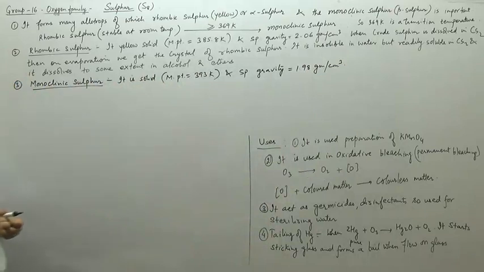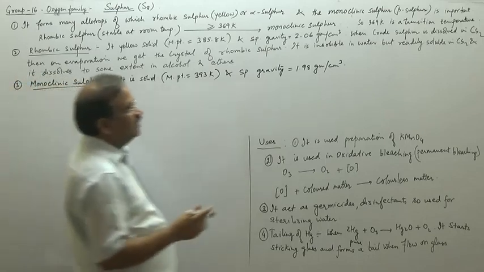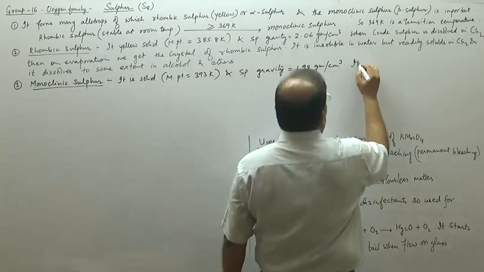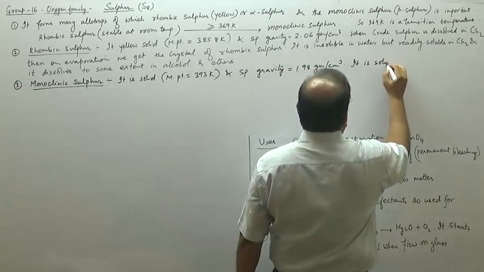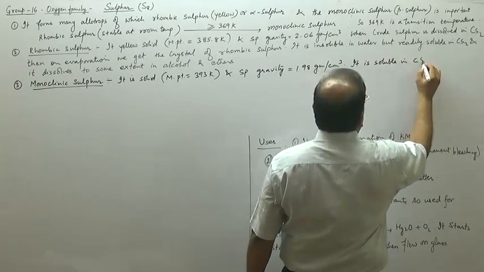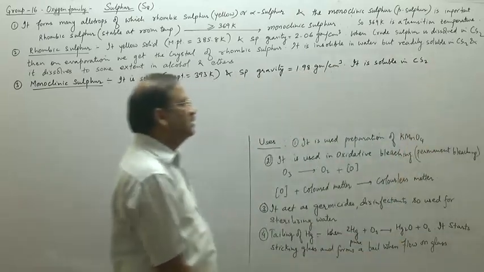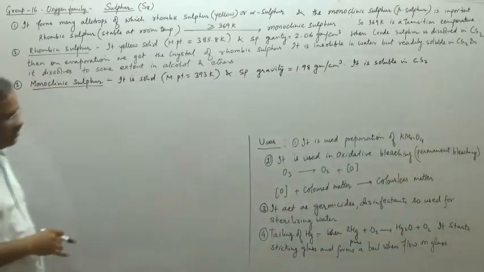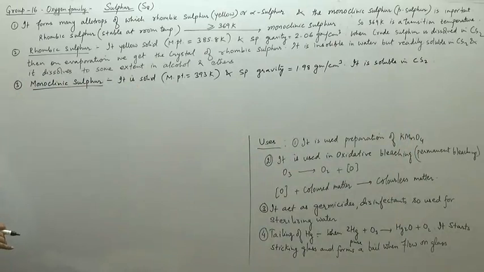Now, crude sulfur, for its preparation, is soluble in carbon disulfide, that is CS2. That is its property, we can say. So it is soluble in carbon disulfide. It is prepared by melting rhombic sulfur and cooling it.